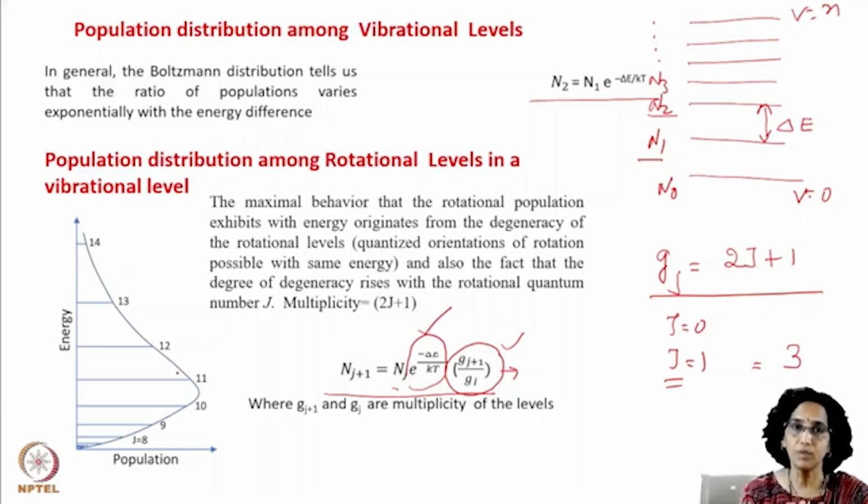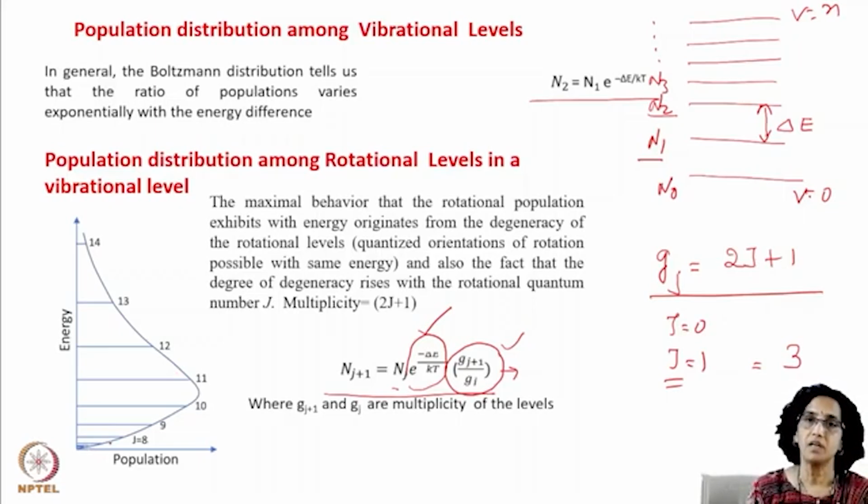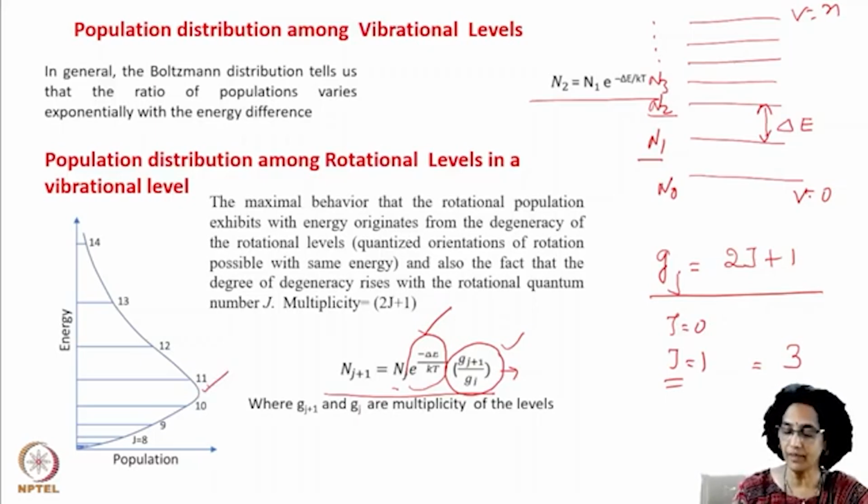So in the rotational levels, unlike the vibrational levels, the population has a maximal distribution, and therefore this peaks at some particular value. Where it would peak, for example, I have just shown somewhere around J equal to 11, will depend on the temperature. Depending on the temperature, there would be a maximal effect decided by these two factors, and the population would peak at that particular level.